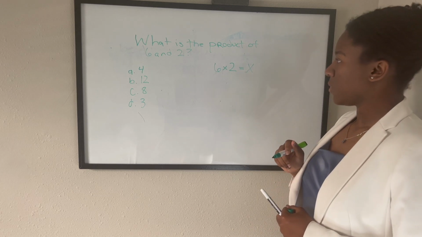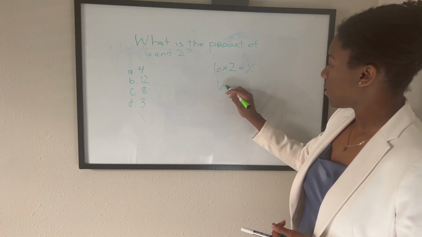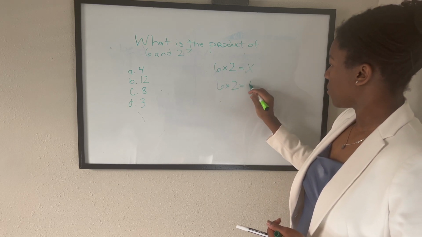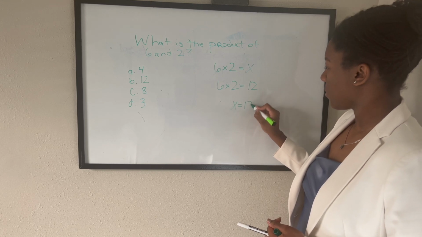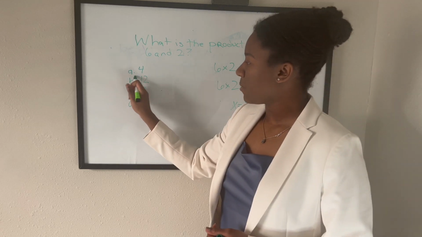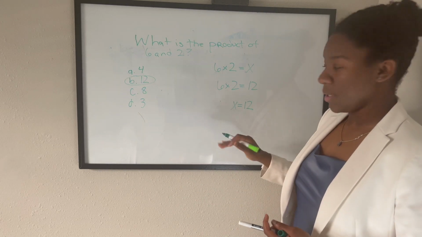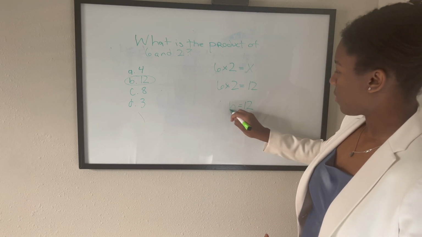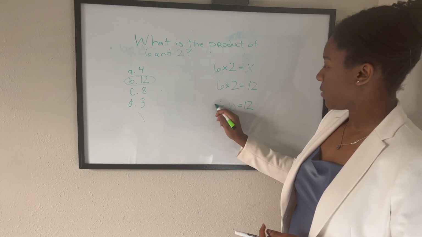Now we're going to see what 6 times 2 is. 6 times 2 is 12. So 6 times 2 equals 12, and X is going to be equal to 12, which is B. So we can substitute B for our X. It's the same thing. B equals 12, which is equal to X.